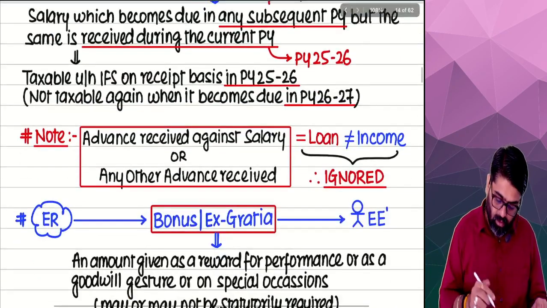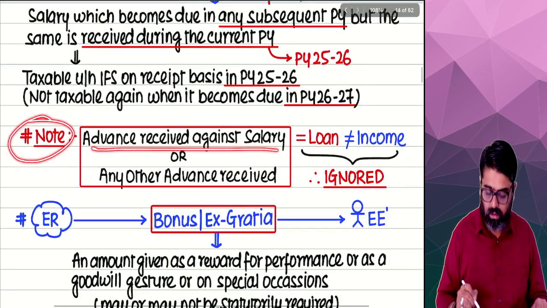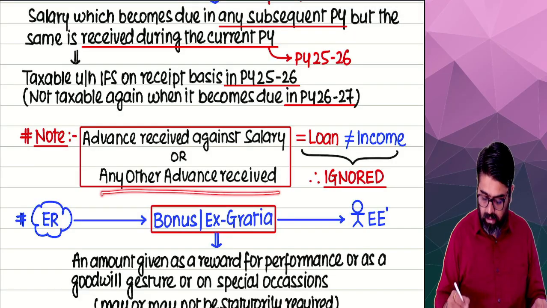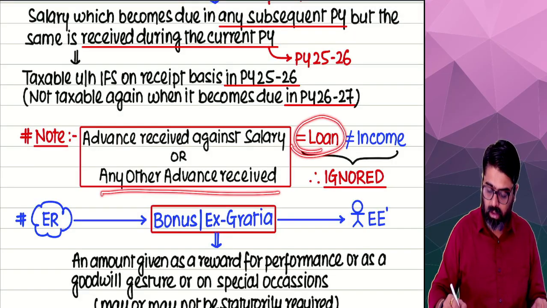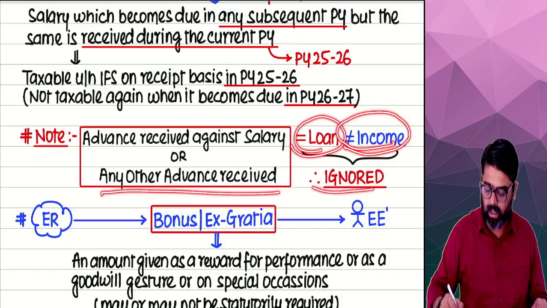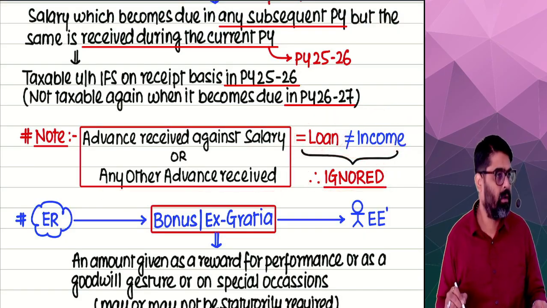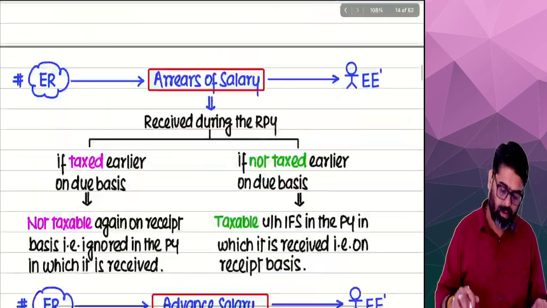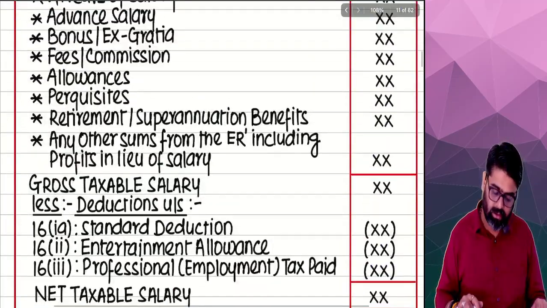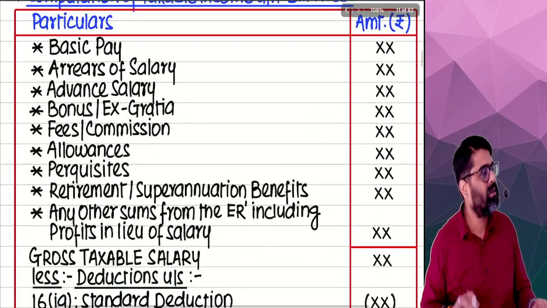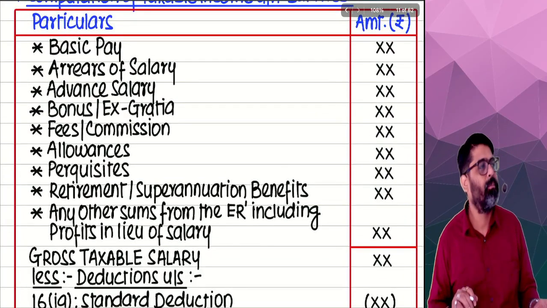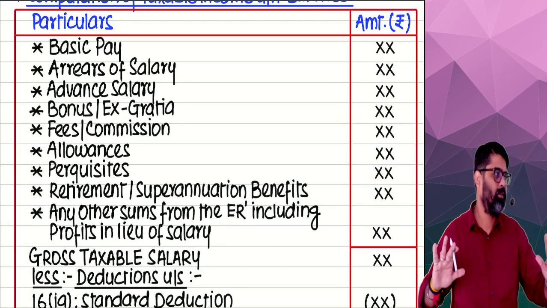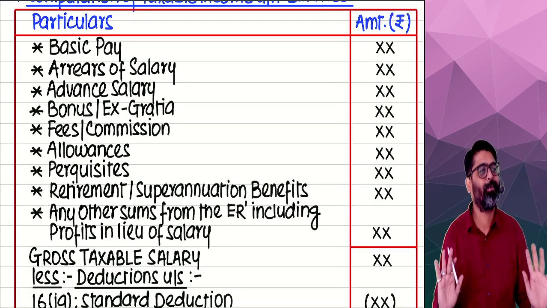Okay. Now note, advance received against salary or any other advance received is a loan, not an income. The same is to be ignored. Done, sir? Okay. Now in the salary statement, one by one we are finishing this statement. The moment this statement is finished, the chapter is finished.